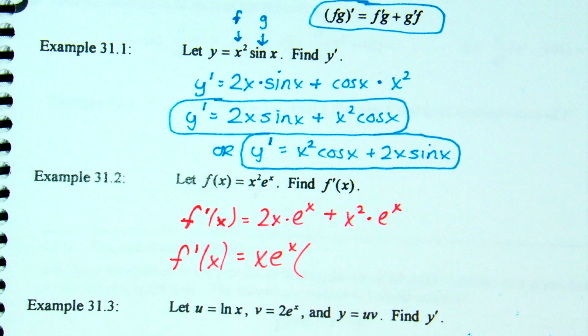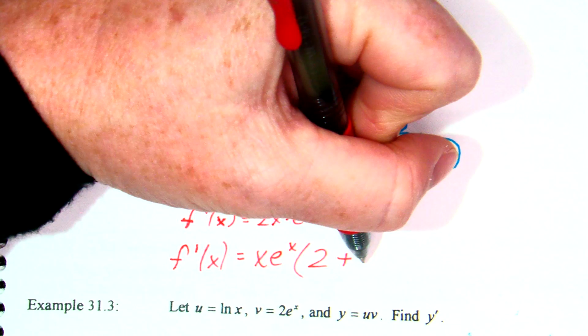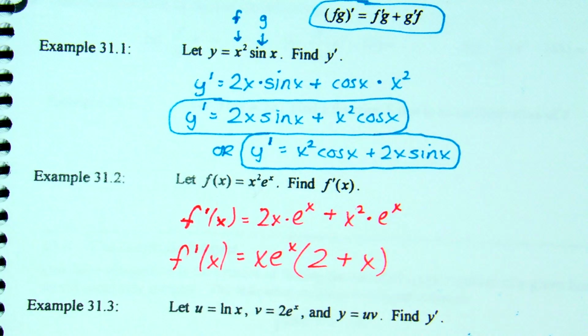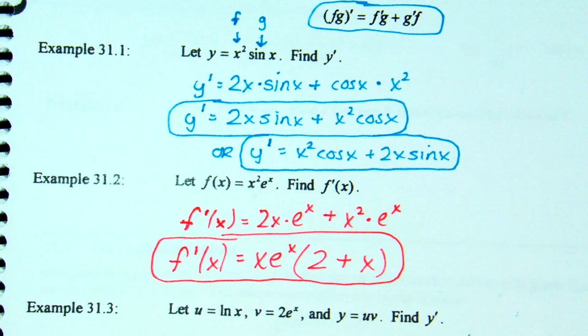If I factor out x e to the x, what remains on the first term? 2. Plus, if I factor out x e to the x, what remains on the second term? X. Not x squared, but okay. If we get technical, both answers are correct, yes?